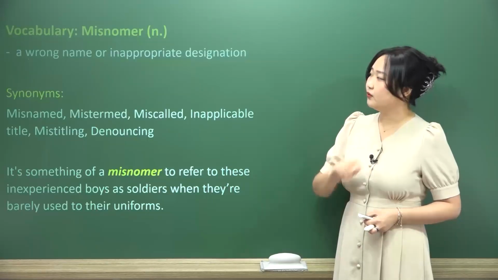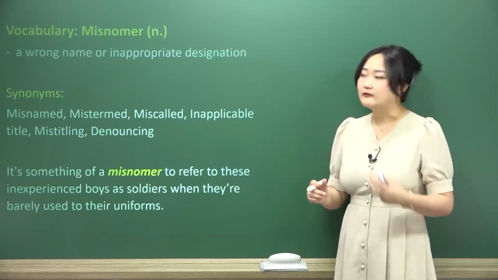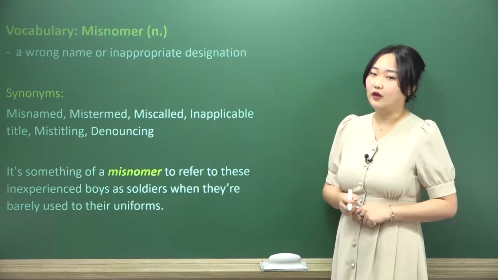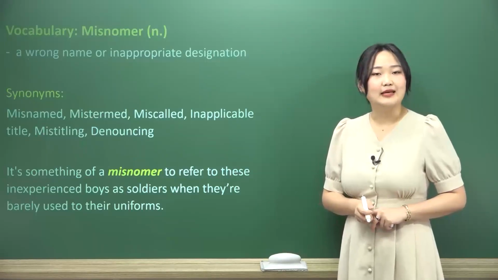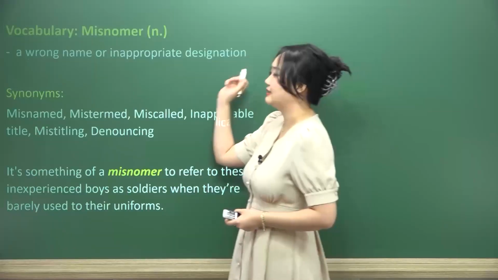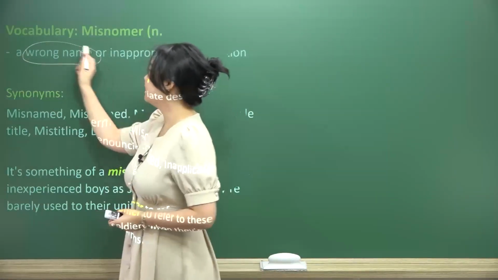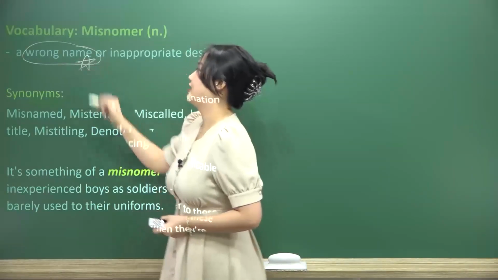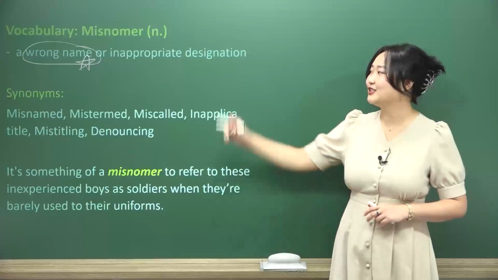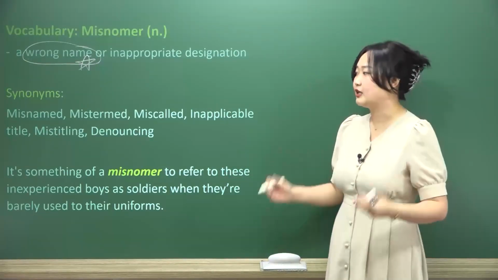Now, for the other one, we talked about a moniker, which is, of course, a name that you give something else, another name, perhaps a nickname. Misnomer is kind of the opposite. A misnomer is a name that doesn't quite fit. It's a wrong name or an inappropriate designation. Designation is just a fancy way of saying name, but what do we want to focus on? Wrong name, okay? We're not going to be looking at the second definition. Make it easier for ourselves. It's a wrong name. It's something that is incorrect.